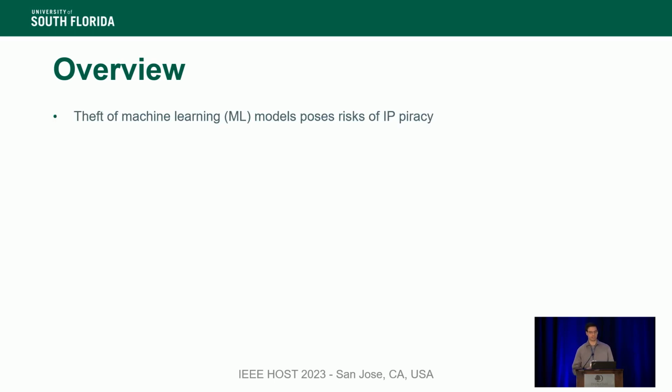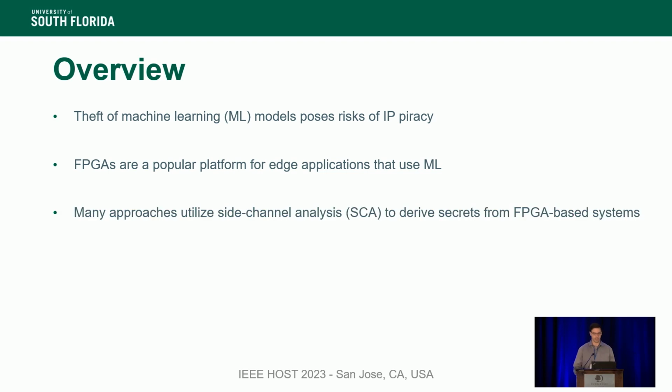So theft of machine learning (ML) models poses significant risks of IP security because of the time and resources it takes for a company to develop a state-of-the-art model for a given application. The intellectual property has a lot of value, so it's important to protect it against theft. In general, FPGAs are a popular platform for edge applications that use machine learning, and many approaches of model theft attacks utilize side-channel analysis-based approaches to derive secrets from these FPGA-based systems, the secrets being the neural network weights and architecture parameters, that sort of thing.